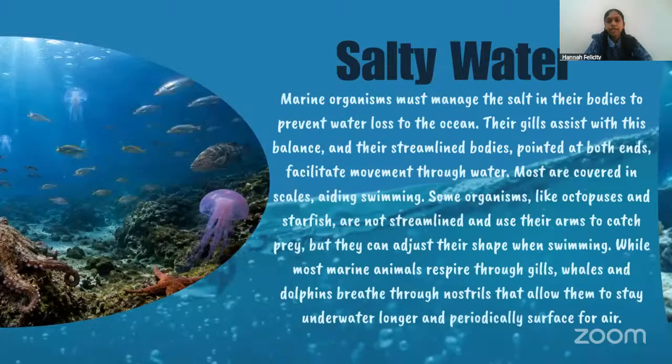Salty water. Marine organisms must manage the salt in their bodies to prevent water loss in the ocean. Their gills assist with this balance, and their streamlined bodies, pointed at the ends, facilitate movement through water. Most are covered in scales, aiding in swimming. Some organisms like octopus and starfish are not streamlined and use their arms to catch prey, but they can adjust their shape while swimming. While most marine animals respire through gills, whales and dolphins breathe through nostrils that allow them to stay underwater longer and periodically surface for air.